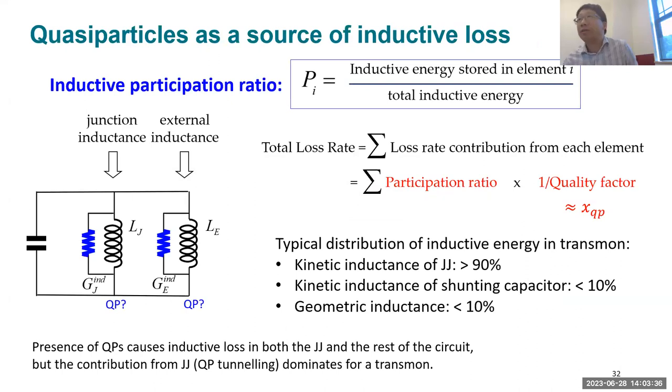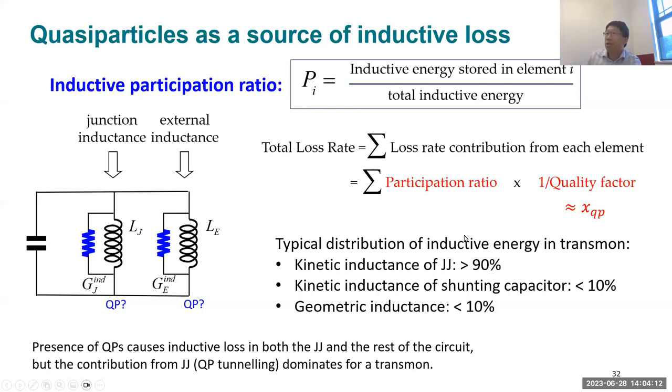Now, quasi-particles can be thought of as a source of inductive loss. Remember your circuit, the LC oscillator. We can once again divide the inductive part of your circuit into the junction inductance and external inductance. We can define the inductive participation ratio, the inductive energy stored in an element versus the total inductive energy. Similarly, your total loss rate will be the sum of the loss rate contributions from each element, which comes from the participation ratio multiplied by the inverse quality factor of each element.